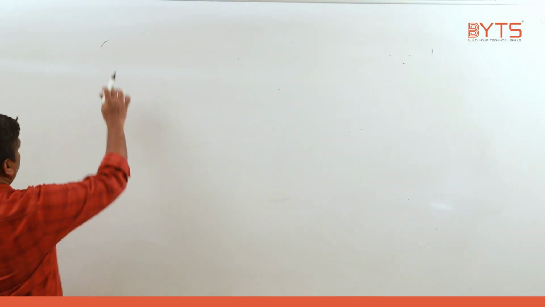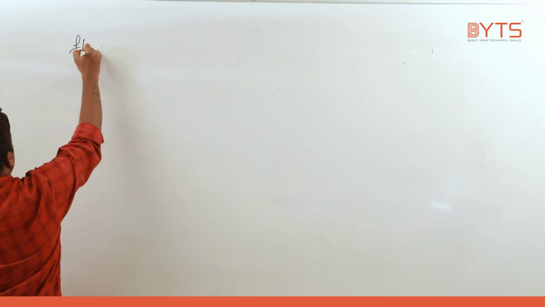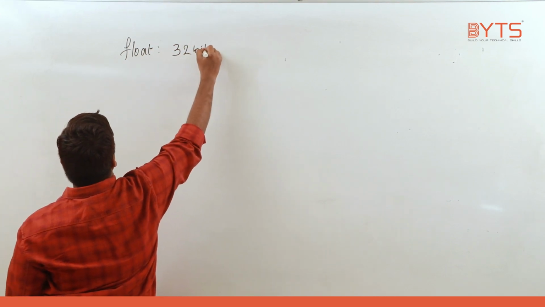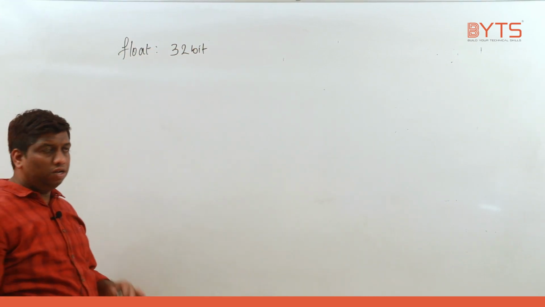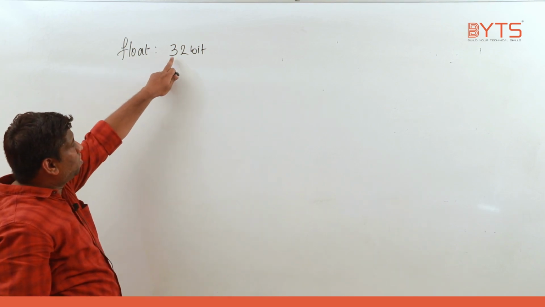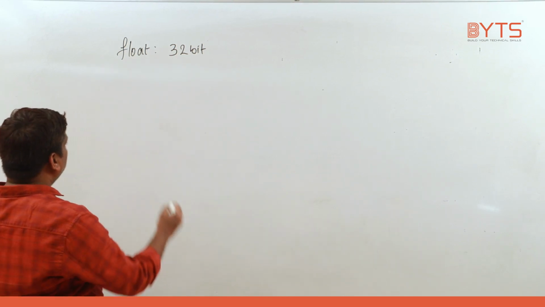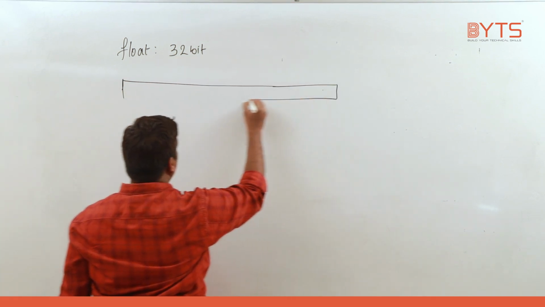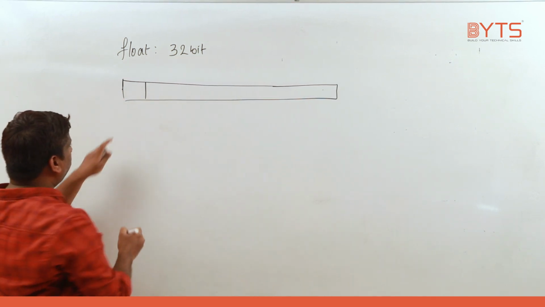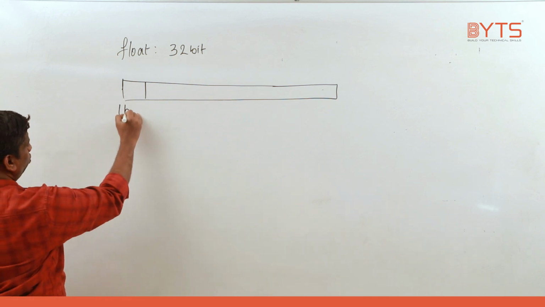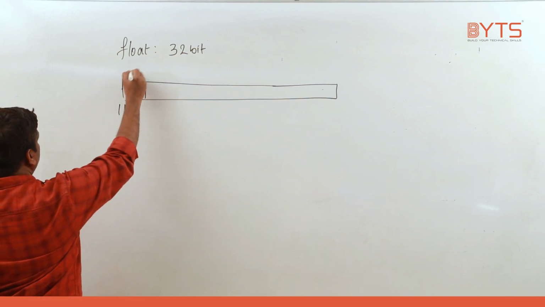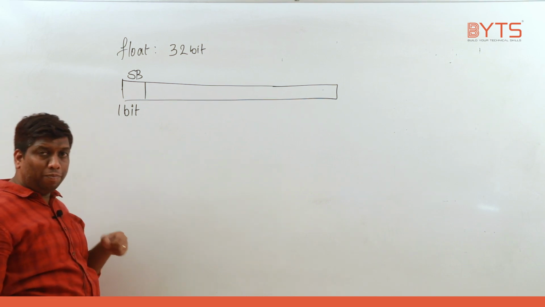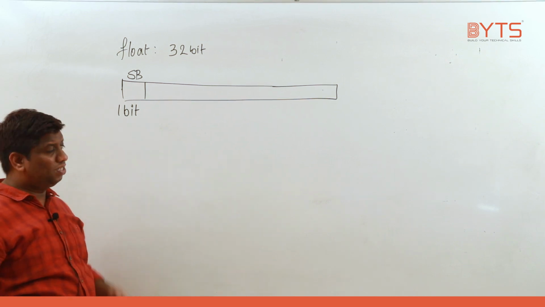So now try to understand float. What is the size of float? 32 bit. Now this 32 bit, how it is divided, you need to know. First 1 bit. This is how much? 1 bit. It is called the signed bit. If this bit is 0, the number is positive. If this bit is 1, the number is negative.